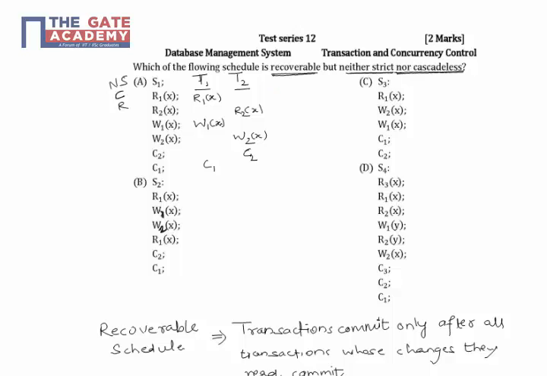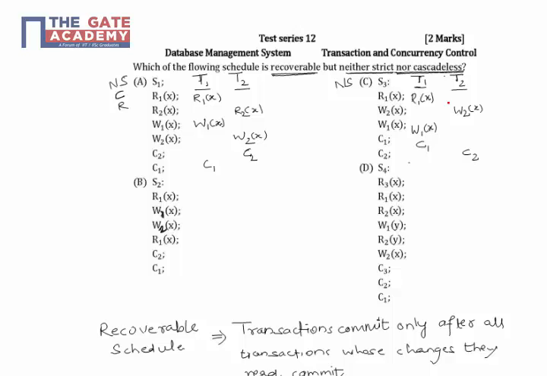Now, let us look at the schedule S3 in option C. Schedule S3 can also be written as follows. In this schedule, the write operation of transaction T2 conflicts with the write operation of transaction T1. However, the transaction T2 does not immediately commit after the write operation. So, schedule S3 is a non-strict schedule.